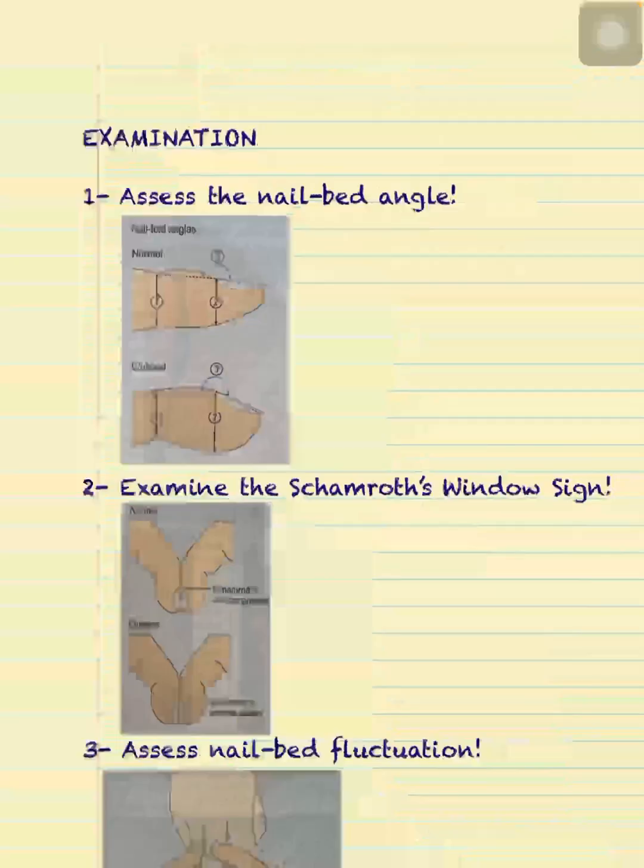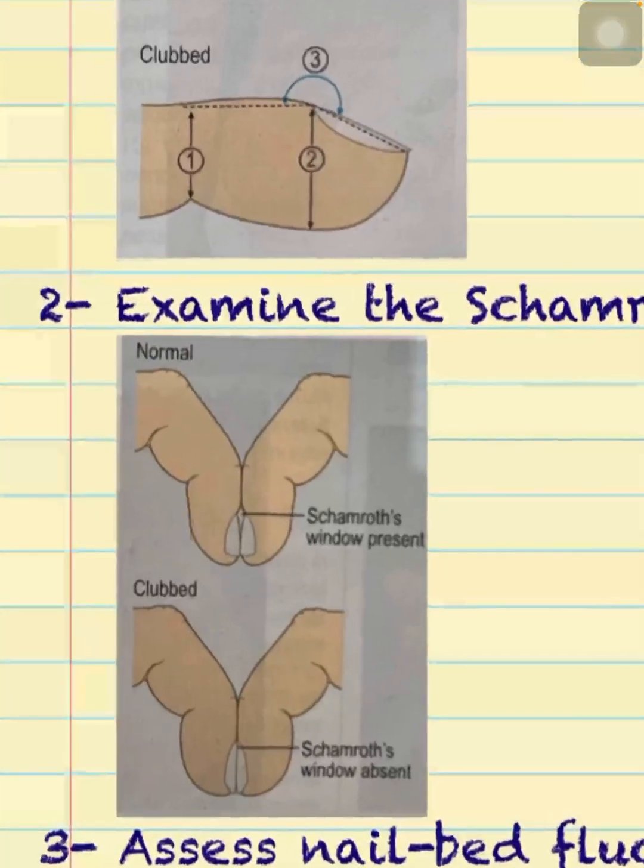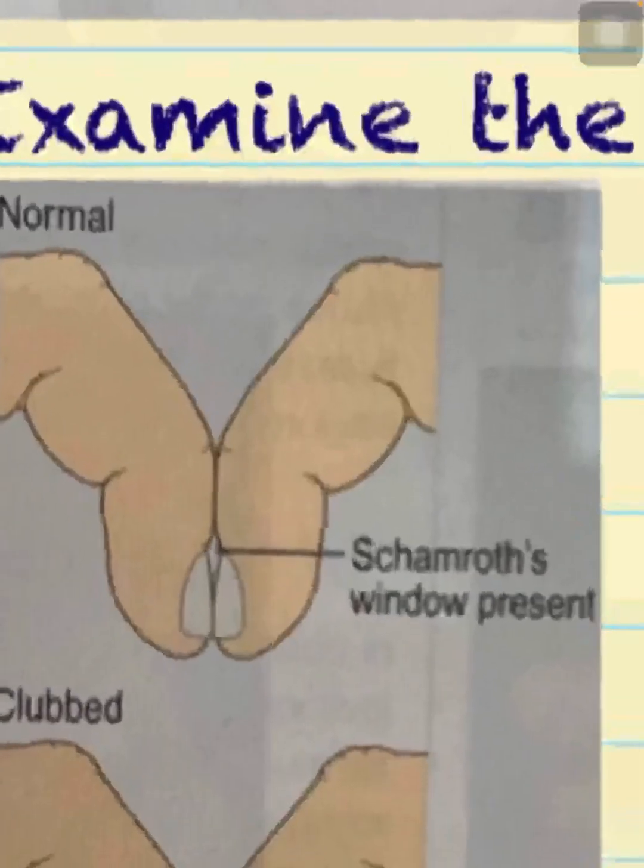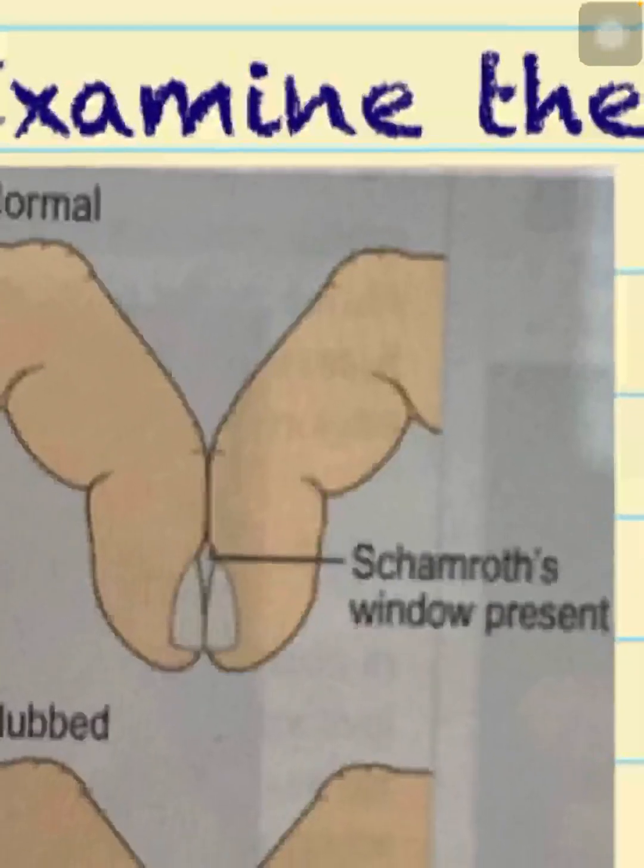Now, the second sign we look for is something called Shamroth's window. Now, in Shamroth's window, what you do is you ask the patient to place the nails of the corresponding fingers, for example, the ring fingers. You ask the patient, as you see in the picture, to place both ring fingers together back to back, and we look for something called the diamond shaped gap that we see in this picture. This is how it should be in normal people. If you do this test, you'll find that diamond shaped gap.